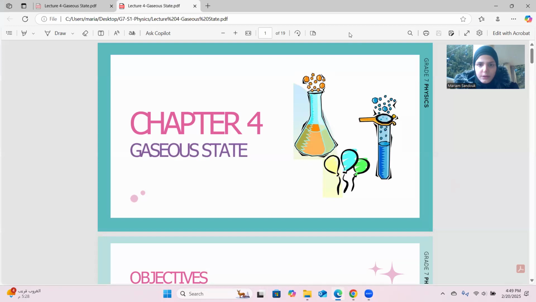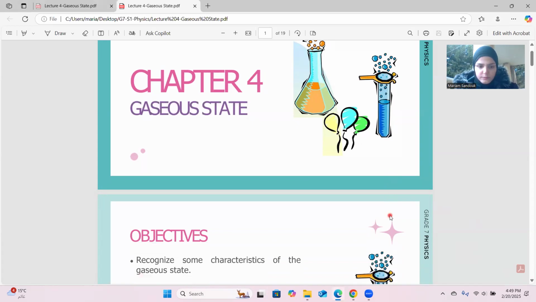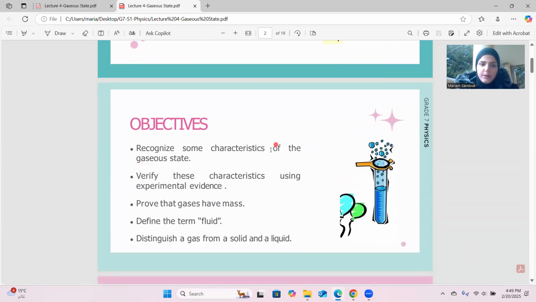Okay, so let's start. Chapter 4 is entitled The Gaseous State. What about the objectives of this chapter? First, we must recognize some characteristics of the gaseous state. Verify these characteristics using experimental evidence. So we will do a certain experiment in order to know these characteristics.